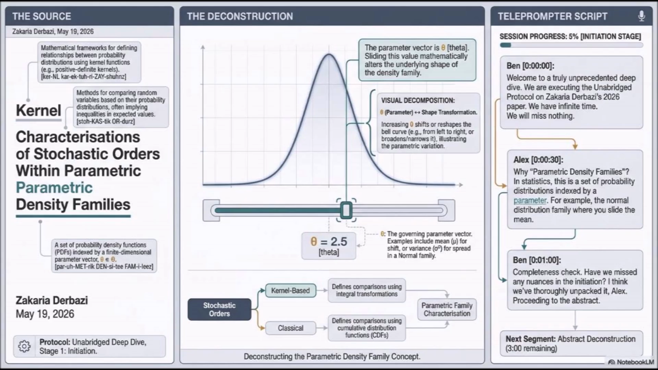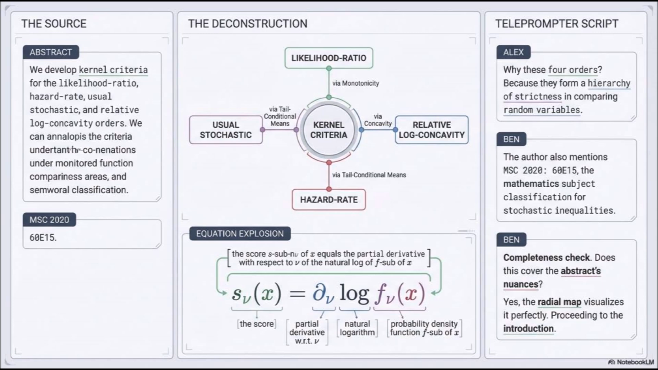Great. So we've established what the kernel is, but the crucial question is, how does this single elegant metric actually connect back to those four heavy-duty stochastic orders we defined earlier? Right, how do we use it? This leads us to the core framework of the paper, the density, survival, and hazard identities. To build this framework, Derbazi relies on two foundational mathematical engines in the paper, Proposition 3.3 and Lemma 3.4. And what do those do?